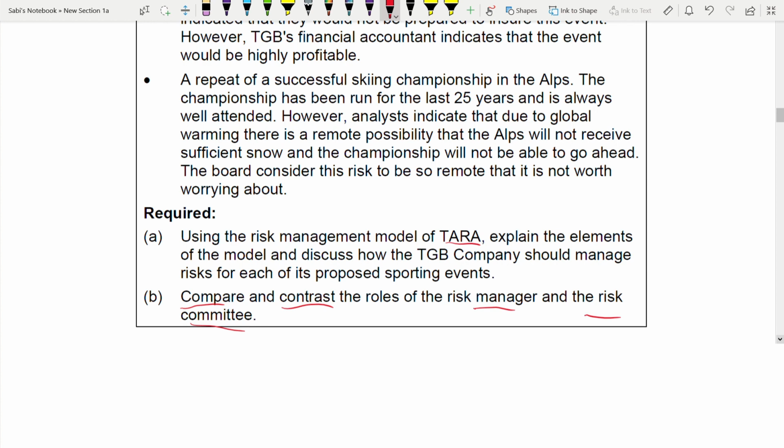These two questions are very important for your SBL exam, because in the actual SBL exam, if you have gone through it, you will see that they often ask these questions. What is the risk management strategy? That means the TARA model you have to apply, or the SARA model, and compare and contrast between the risk manager and risk committee. It looks similar, but remember, when it comes to answering, it becomes very difficult. That's why I'm emphasizing it more.